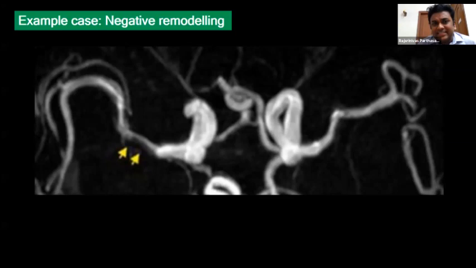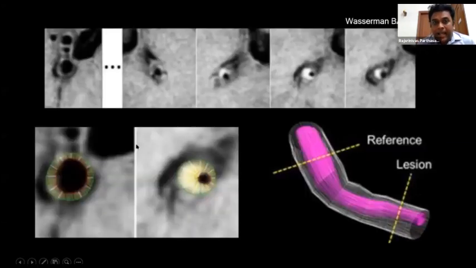So let's look at an example case. This is a right MCA stenosis, and this is the vessel wall imaging. This is the T1 sagittal section, which shows the reference site, and this is the lesion site. This is the pre and this is the post. If you see, there is avid contrast enhancement, which is eccentric in the lesion site. But we are focusing on negative remodeling here.